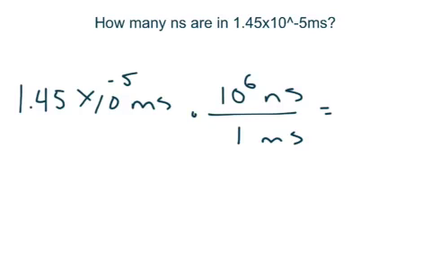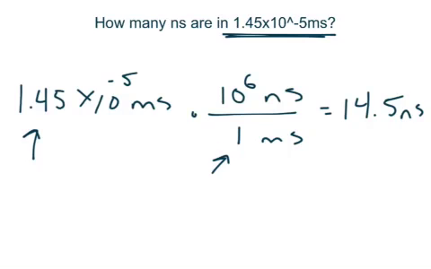And again, the sig figs in this step do not matter, but they do in this because the number in the question is assumed to be a measured value, and the numbers that are in the conversion factor are exact. So the answer to that question would be 14.5 nanoseconds. We had 3 sig figs here. We have 3 sig figs here.